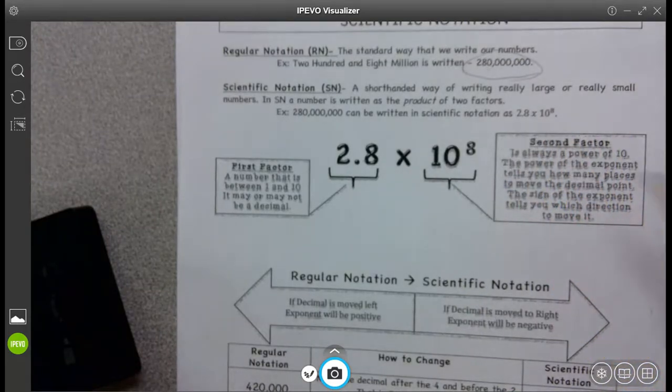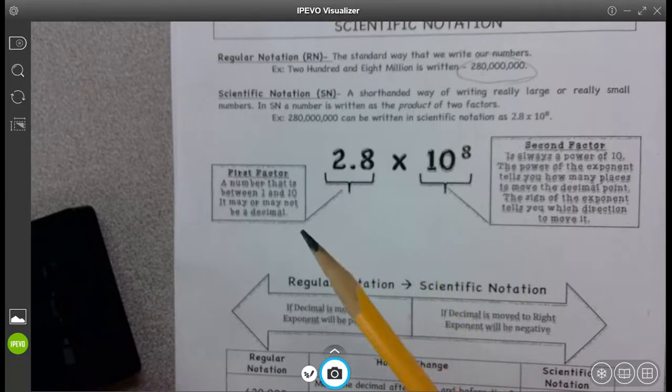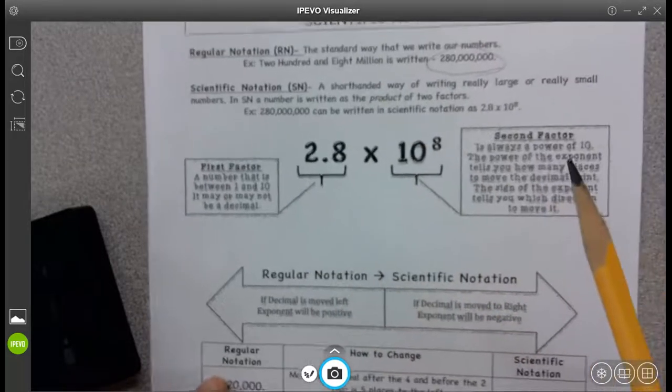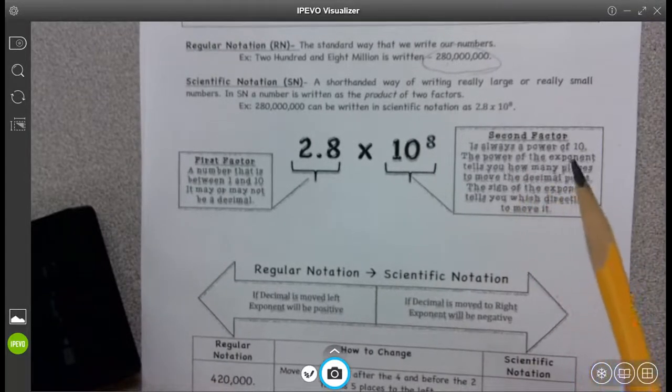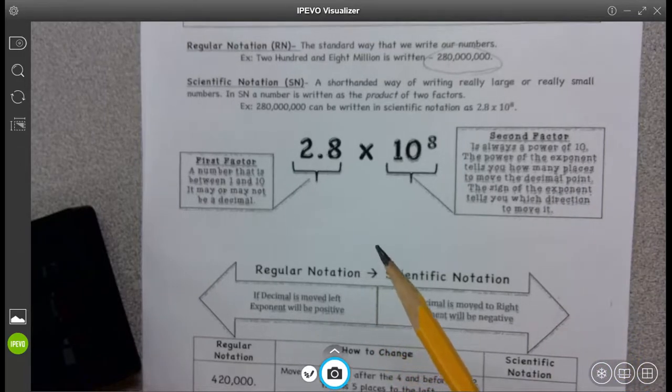Well, what does that mean? The first number is a number that is between 1 and 10. It may or may not be a decimal. It could be 2. It could be 2.8. The second factor is always a power of 10. The power of the exponent tells you how many places to move the decimal. Okay, the sign of the exponent tells you which direction to move it in.